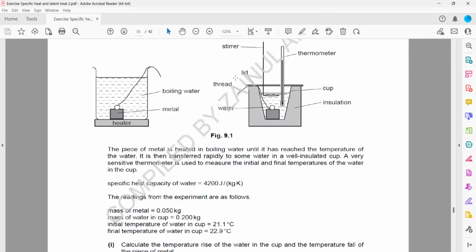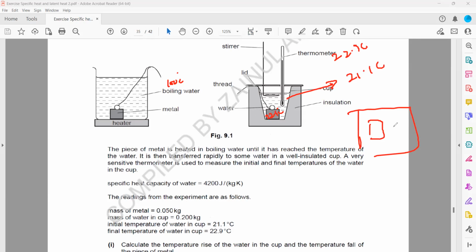So this is 100. The initial temperature of the water in the cup is 21.1. Before we add, the final temperature was 22.9. So what will the temperature of the metal be when we transfer? It was 100, but then it will be 22.9 because they will come to thermal equilibrium. Thermal equilibrium means the temperature of the two substances is the same, so they don't lose energy to each other.